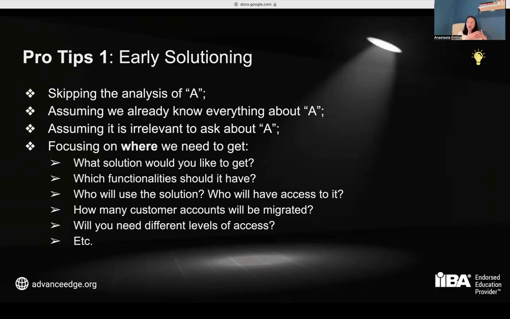So not knowing enough of the current state, or not knowing anything except just 2 lines of text, like we need to automate, we need to have our clients' information on computer instead of having them on paper, might not be enough to propose the best ways to get to the desired future state. Okay?